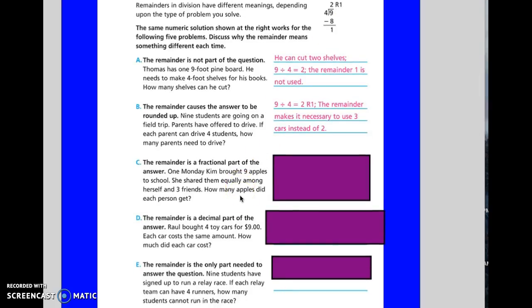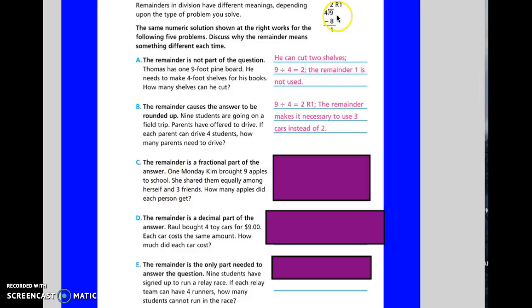In this case, it says the remainder is a fractional part of the answer. One Monday, Kim brought 9 apples to school. She shared them equally among herself and 3 friends. How many apples did each person get? All right, now this one's kind of complicated. We're going to actually go to another page here to talk about this one in a second. But basically, she has 9 apples, and she wants to share them equally among herself and 3 friends. So she wants to share them equally among 4 people.